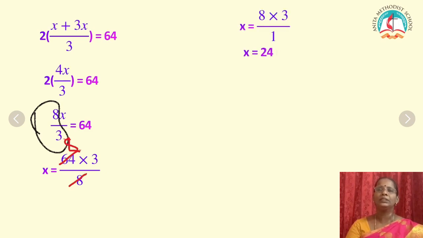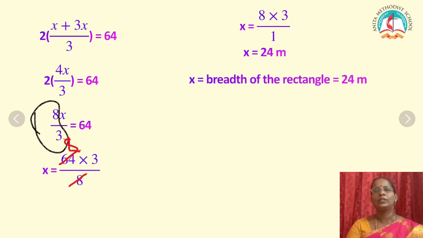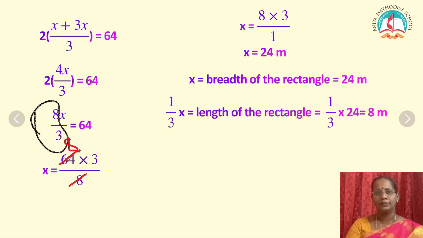But our question is to find the dimensions. What do you mean by dimensions? You have to find the length and breadth. And here you have assumed the breadth as x. Therefore x, the breadth of the rectangle, is equal to 24 meter. And what is the length?